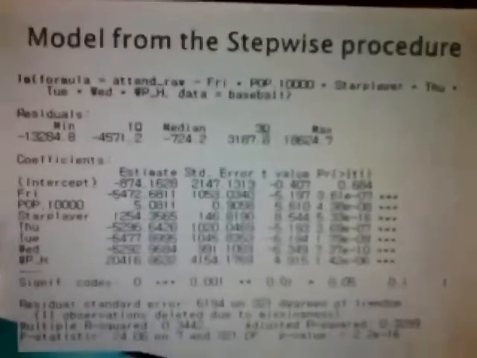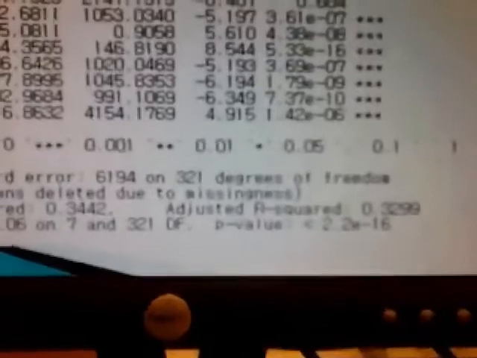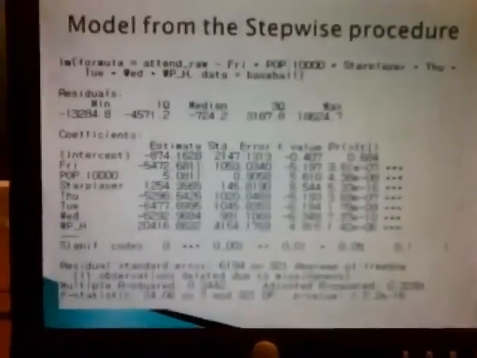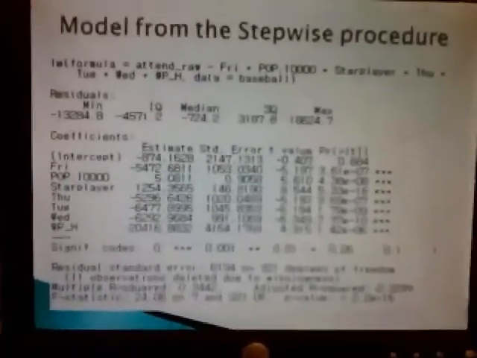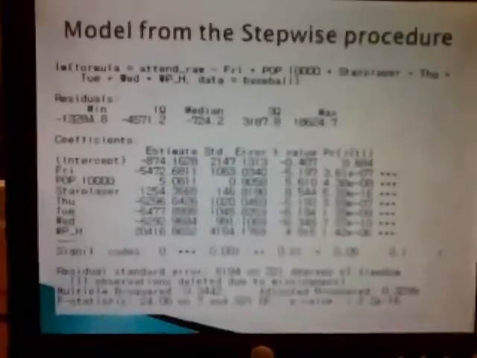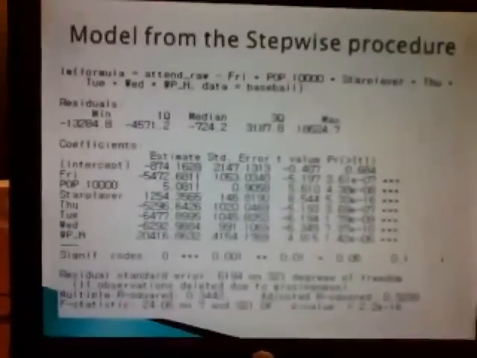And our adjusted R-square is 0.3299, and our p-value is smaller than 0.05. And this means that this model fits our data better than the last one.